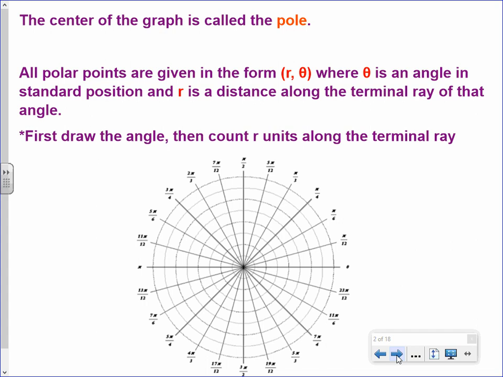I know it is written as r comma theta, but I find it easier to draw the angle theta first and then move out r.